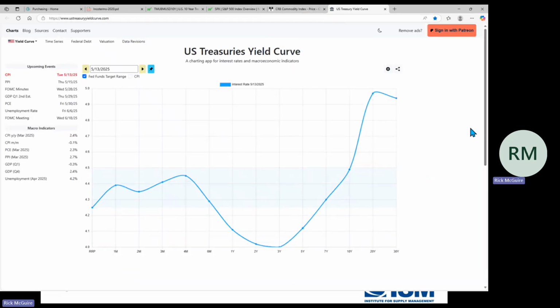Yeah, so here's the Treasury yield curve. You can see right now it's not inverted, but it's inverted through here, which is kind of weird. Short rates are still very high. This is 1 month. This is 1 year, 2 years, 3 years. So it's inverted between 1 and 3 years. But it's normal slope between 3 years and 20 years. But it's still kind of weird.